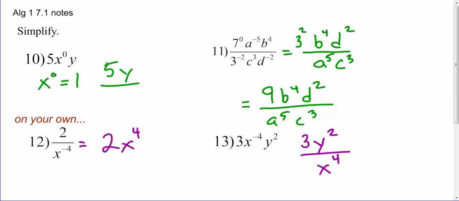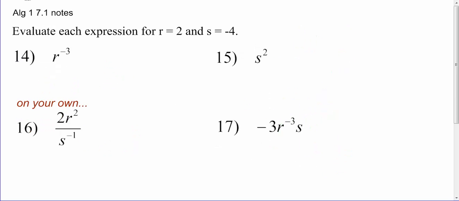All right, you can see my answers now on 12 and 13. On 12, essentially the x had to move to the other side of the fraction, and on 13 we just again had to move the x. In both cases it was negative 4, so in this case that moves to the numerator, in this case it moves to the denominator. Alright, so now we're going to continue with the same process, but instead of just working with variables, we're going to plug in some numbers. I don't know that this is anything too crazy, but let's try it and see how you do.